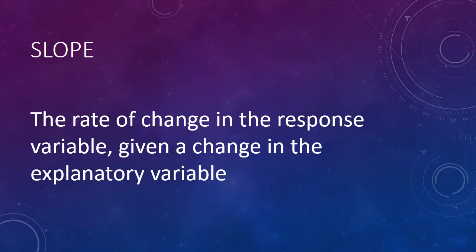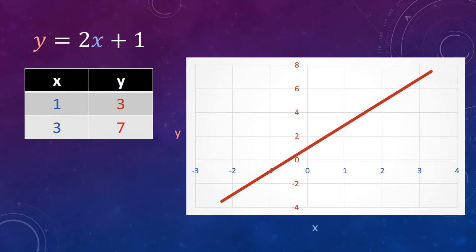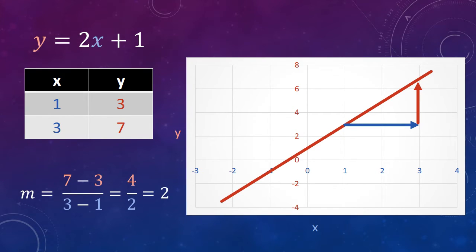Sometimes it's called rise over run, or change in y over change in x. For our equation, let's see what happens to y when x goes from 1 to 3. Y goes from 3 to 7, so the change in y is 7 minus 3, or 4, and the change in x is 3 minus 1, or 2. So the change in y over the change in x is 4 over 2, which is just 2. The slope for this equation is 2. If the slope is positive, an increase in x leads to an increase in y. But if the slope is negative, an increase in x leads to a decrease in y.